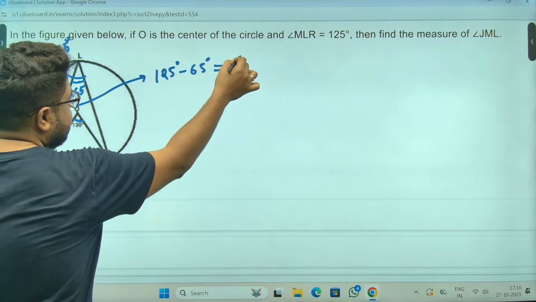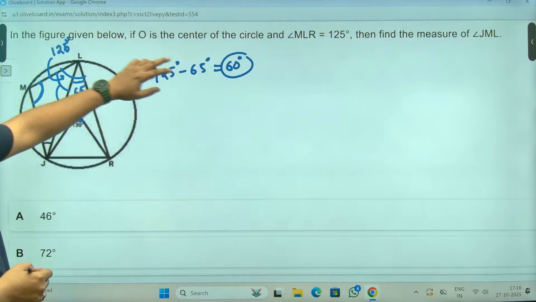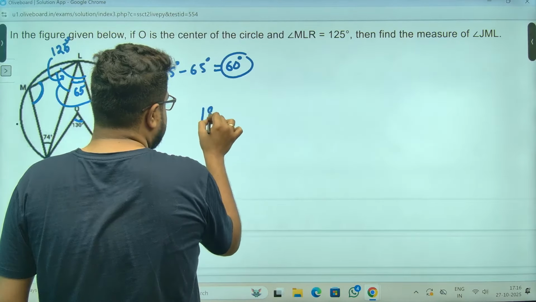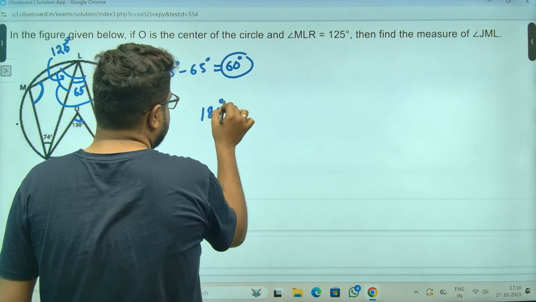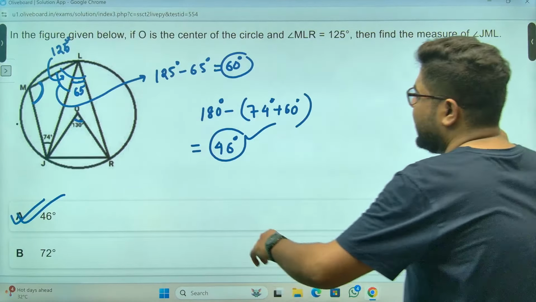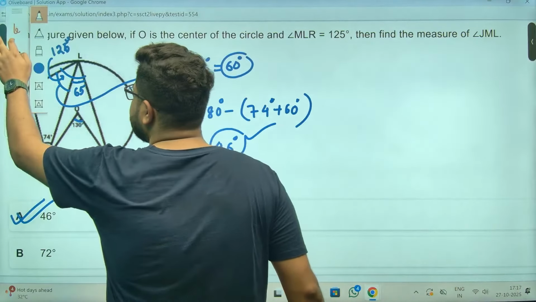Now, take this triangle MJL, this left-hand side triangle. One angle is 60, one angle is 74, the other angle must be, sir, 180 degrees minus 74 plus 60. So 134. 134 means 46 is the answer. Option number A once again is the correct answer. Again, I don't think this was a very difficult question. Very, very simple. Sir, option A is the correct answer.